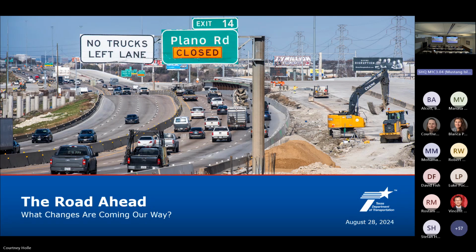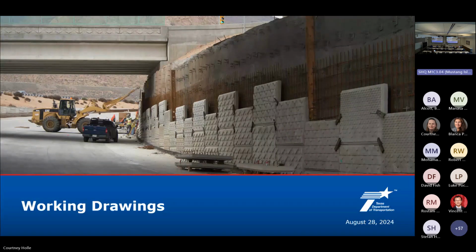All right, so resources, the road ahead, what are we trying to do? How are we trying to change it, improve it? Just make it better, simplify the process and whatnot. So first up, working drawings. We're trying to build up what we've got, put it all together, simplify everything.